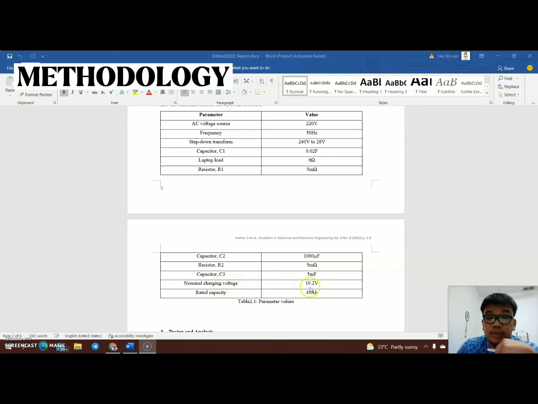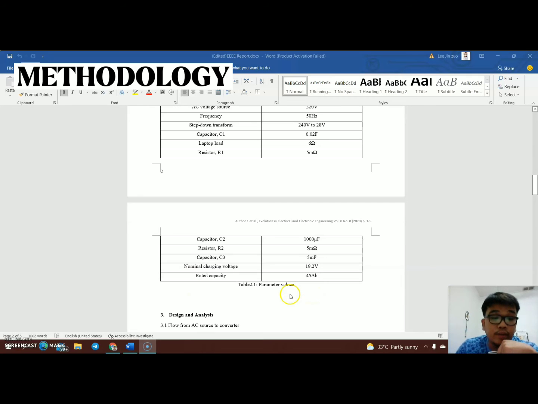Nominal charging voltage is 19.2 volt, and also the rated capacity is 45 Ah as a parameter value. So that's all from my methodology part.